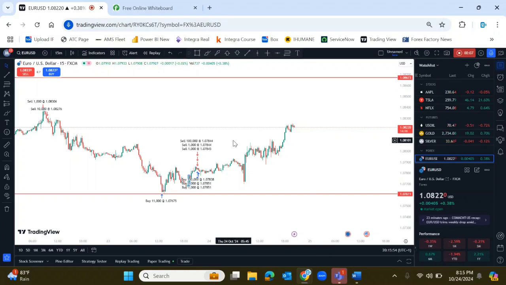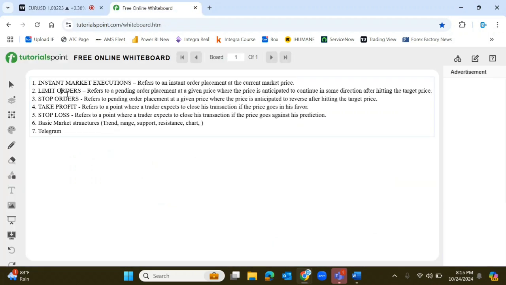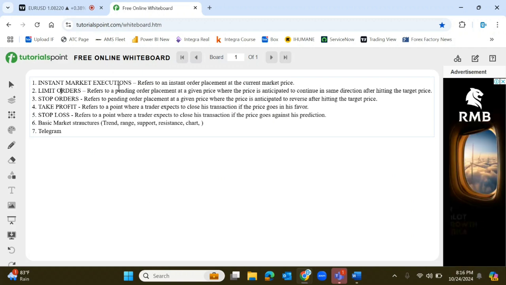Okay, so today we will be discussing trading tools. These are some of the things we are going to be talking about: instant market execution, limit orders, stop orders, take profit, and stop loss. Anytime you hear a trader saying, "I picked the trade," or "I entered the market and I'm having an open transaction," these are some of the things those traders are using. If you see someone telling you, "I made a profit in the market today," then these are some of the tools the person used.